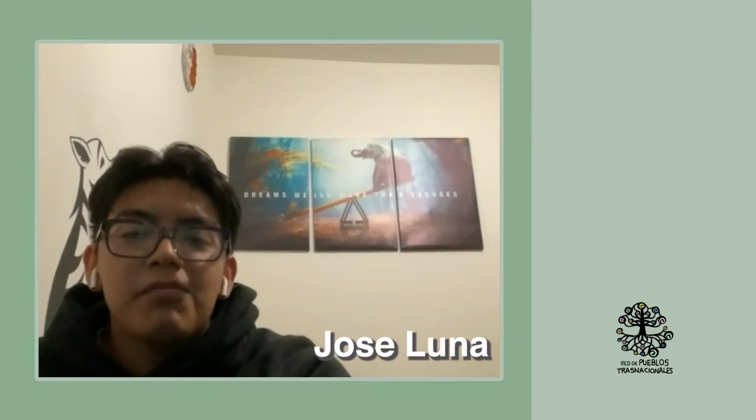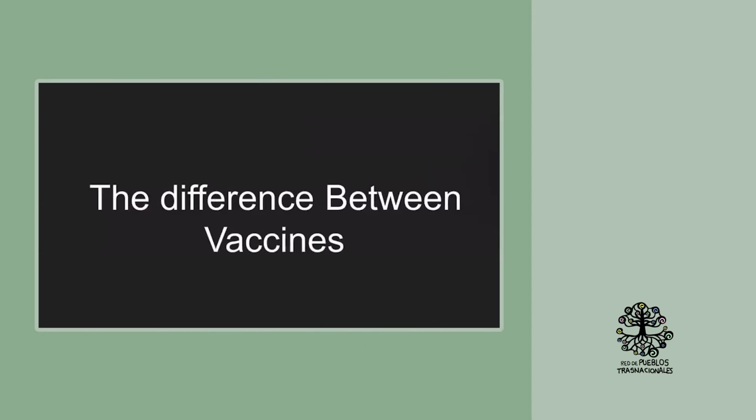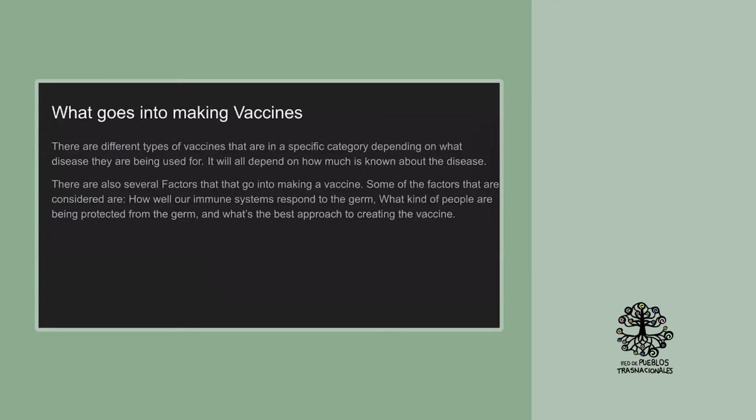My name is Jose Luna, and this presentation is about the different types of vaccines, how they all differentiate from one another, and how each vaccine is created specifically and differently from each other. Right. So the difference between vaccines. What goes into making a vaccine, right?